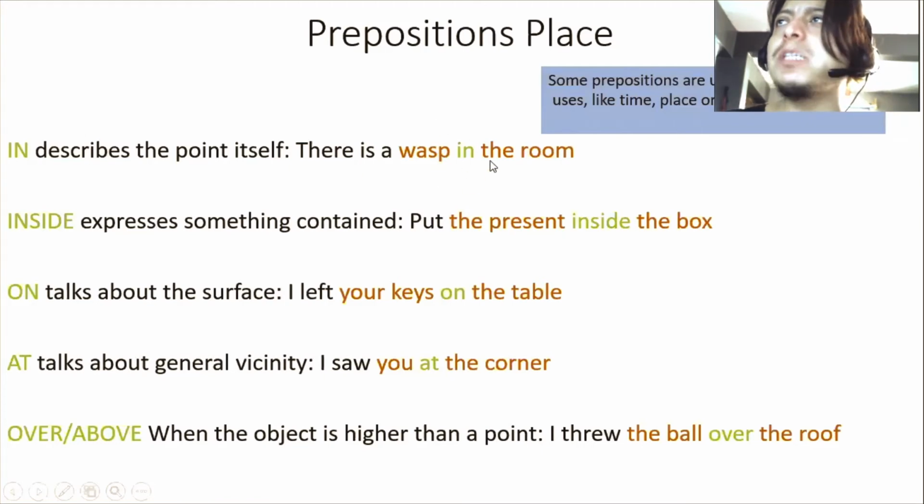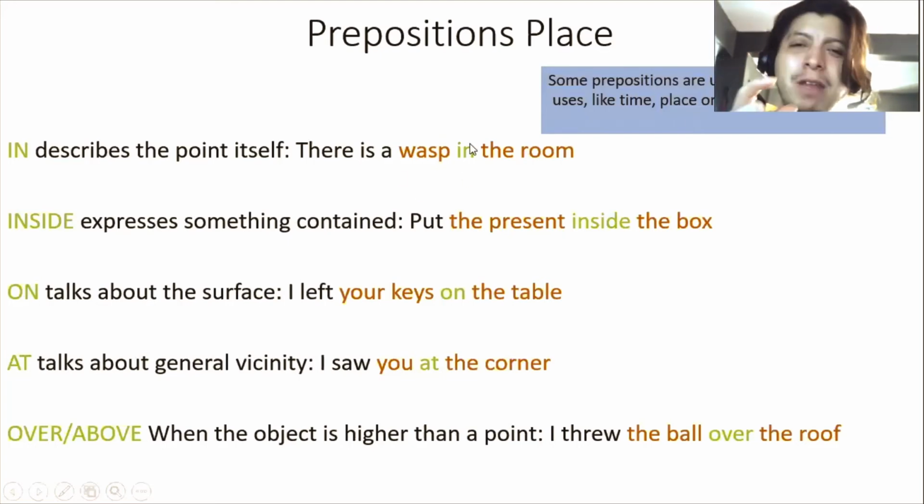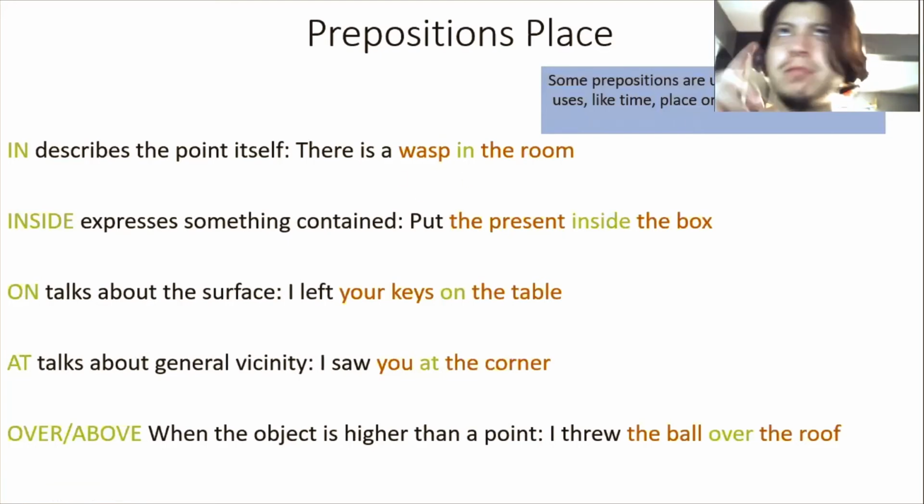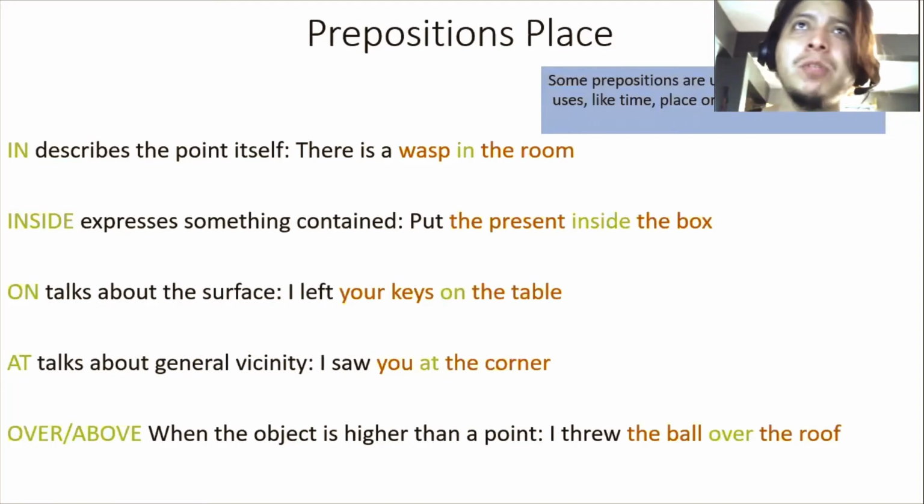There was a wasp in the room. A wasp is a kind of insect like a bee, but they are venomous. They can sting you. They hurt a lot when they sting you. Here in Mexico, we have a lot of them. So there was a wasp in the room. When you say in, you're describing the point. Where? In the room, inside the room.